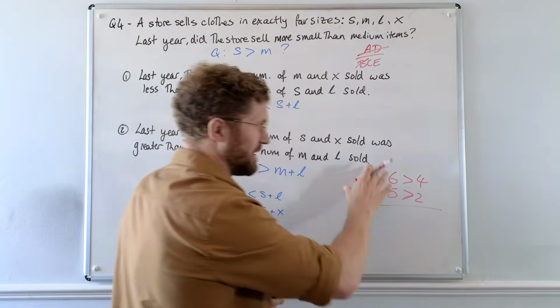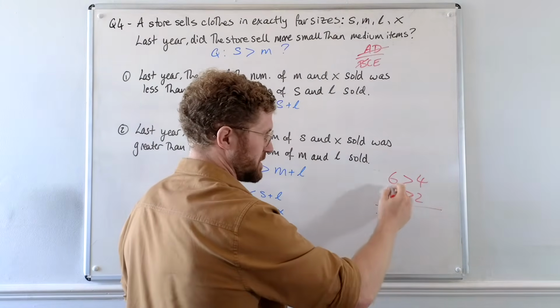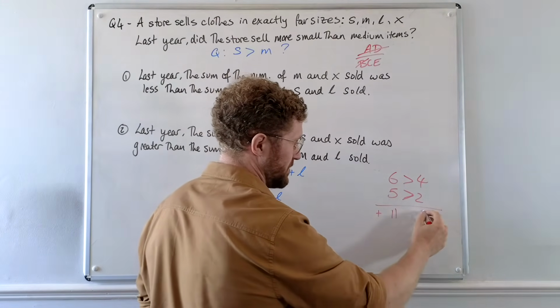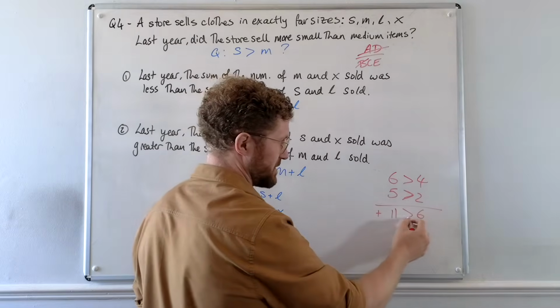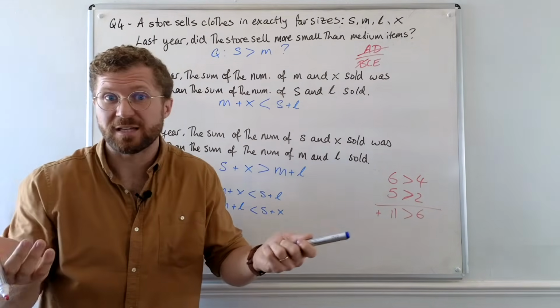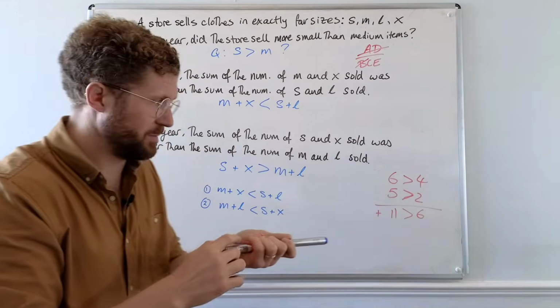What I can do with these, I can add these 2 lines together. 6 plus 5 will give me 11, and 4 plus 2 will give me 6, and the inequality sign is still pointing the same way. And 11 is definitely greater than 6. That works, no problem there.